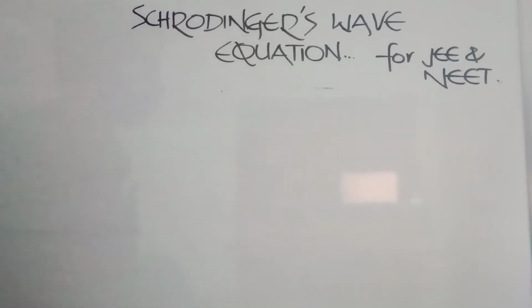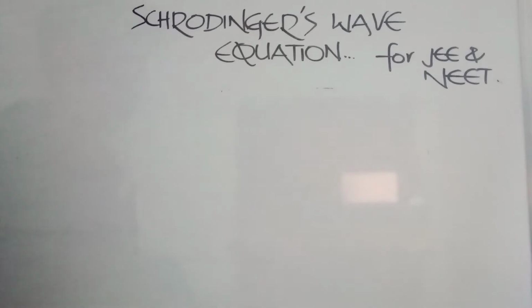Hello. In this session, we'll go through Schrödinger's wave equation. Schrödinger's wave equation is a very special, very interesting, and very important part of the quantum mechanical model of the atom. It is the fundamental equation for quantum mechanics. Quantum mechanics means the orbital concept. It is based on de Broglie's concept and Heisenberg's concept.